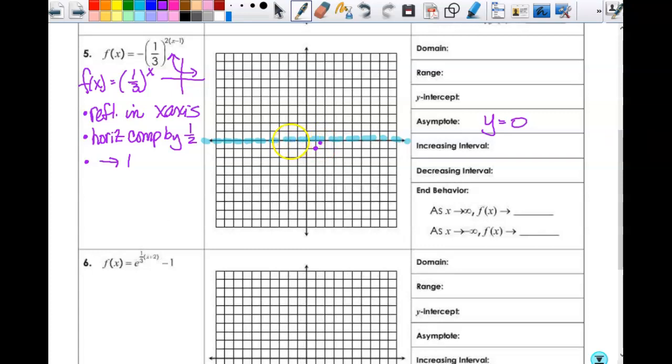When x is negative 1, y is 3, right? So I reflect in the x-axis and I end up down here. Horizontal compression by 1/2 and move to the right one. Before I draw this in, the other ones where I've had y-intercepts have been in between some of those points, so when I sketch it in, I'm pretty much going to hit it anyway, as long as I'm kind of accurate.